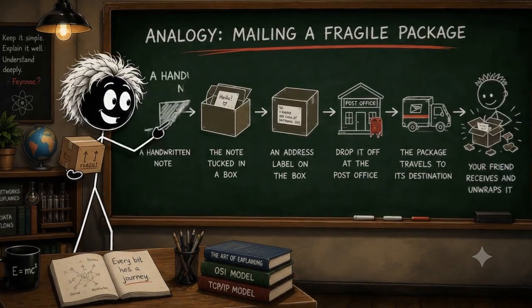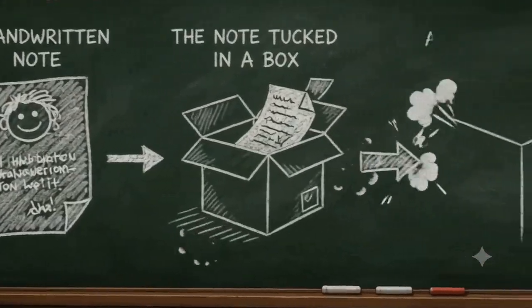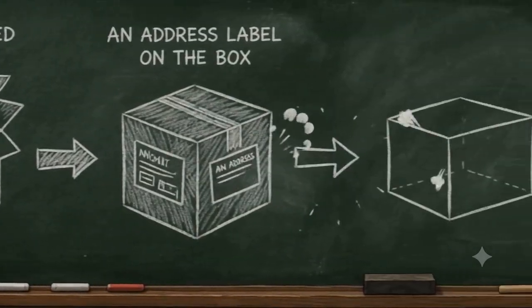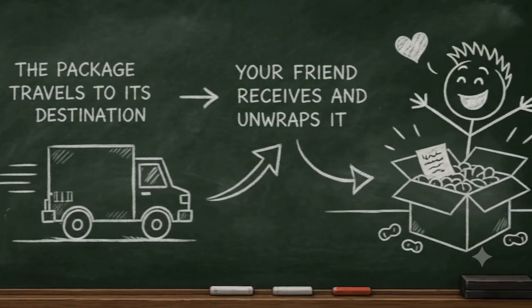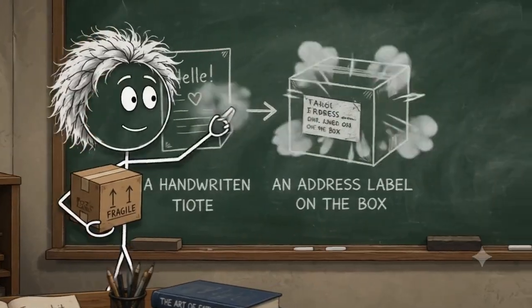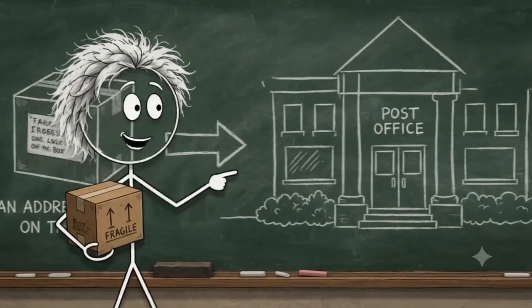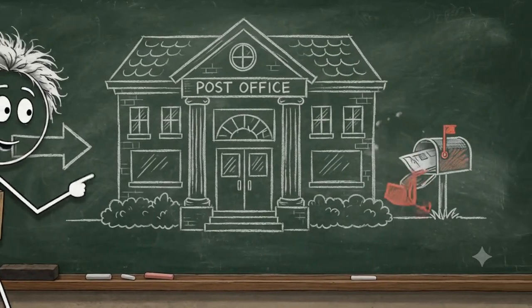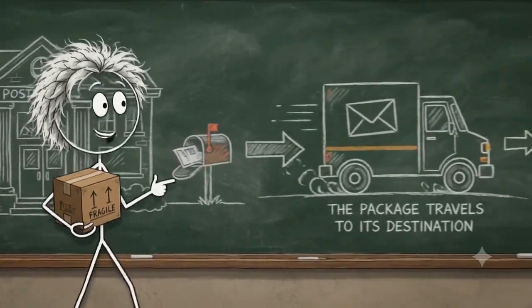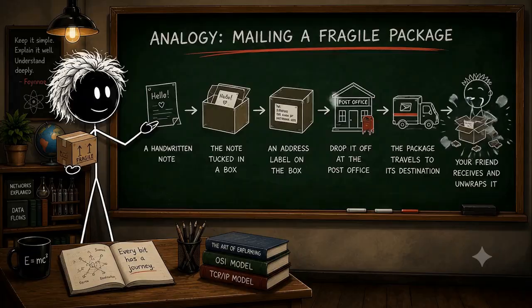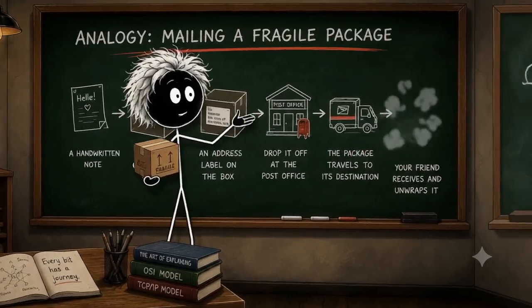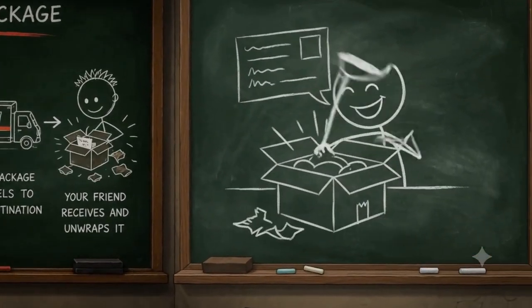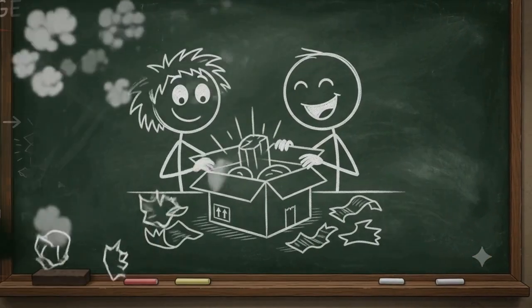Imagine you want to mail a fragile gift to a friend across the country. You don't just hand a bare glass vase to a stranger and hope for the best. You write a note to your friend. You wrap the vase and put it in a box. You label that box with their address. You hand it to the post office, and the post office figures out the route. It travels by road, by rail, by truck. And on the other end, your friend receives it, unwraps each layer, and finally reads your note.